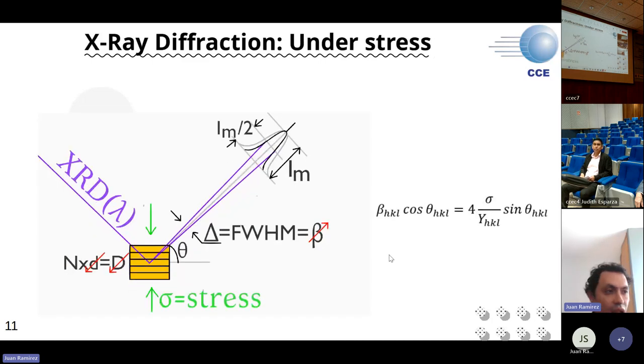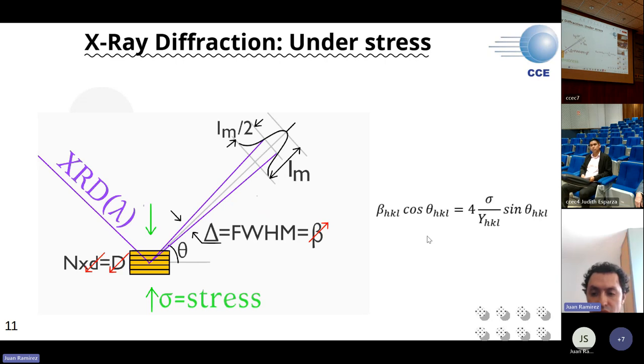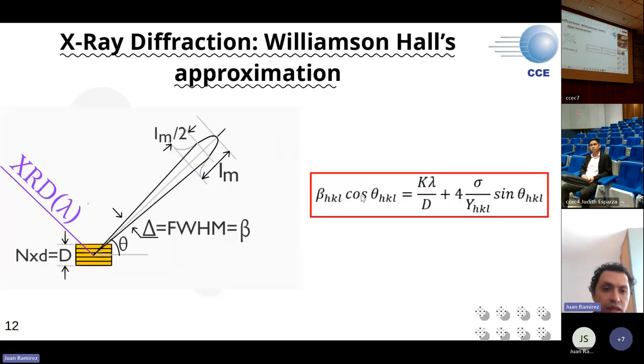On the other hand, we can apply stress to this crystal. Due to the stress, the peak width changes, and this can be modeled by another expression, in which we use the stress and the Young modulus. Both the Scherrer equation and the stress dependence can be used in this expression, which is the Williamson-Hall approximation. By this, you can obtain the crystal size and the stress of this crystal phase.